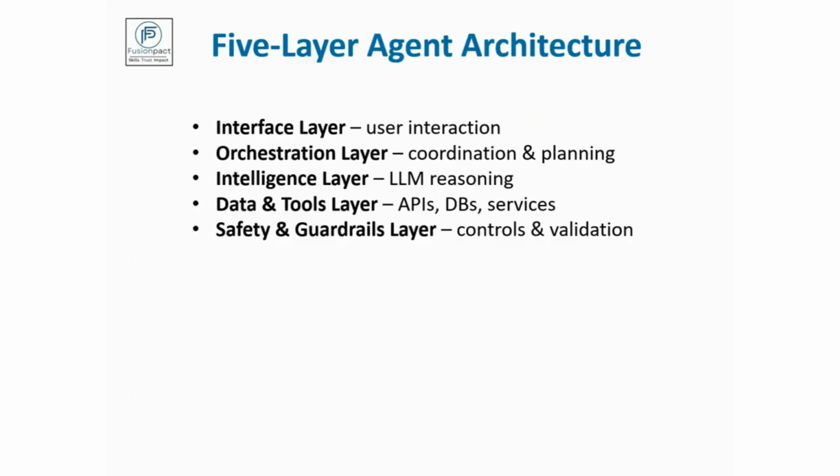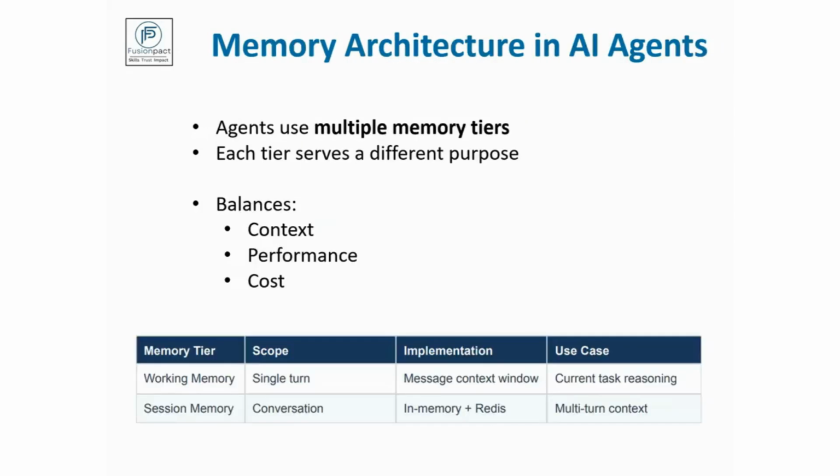The intelligence layer is LLM reasoning. The data and tools layer is APIs, DBs, and services. The safety and guardrails layer is controls and validation.